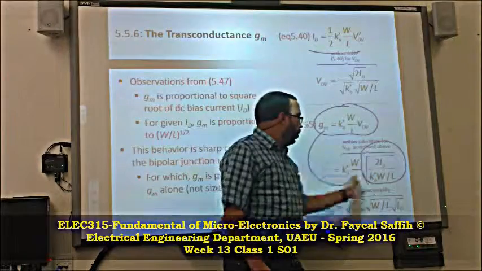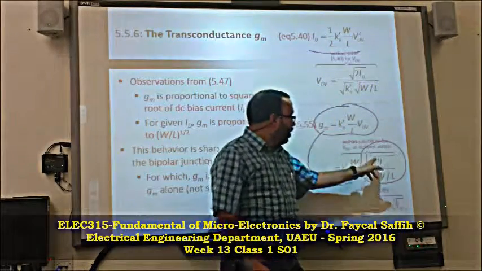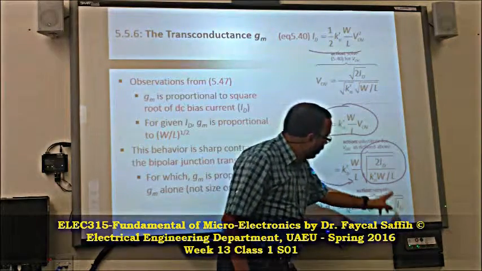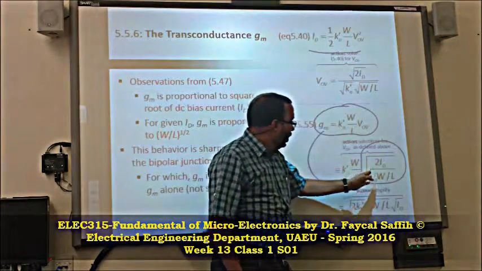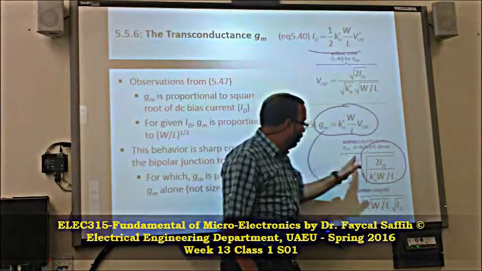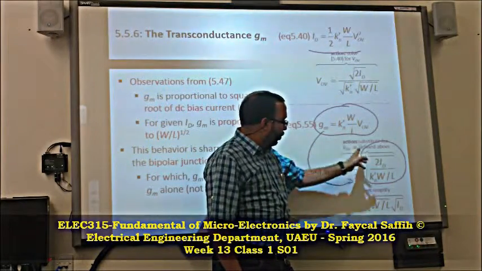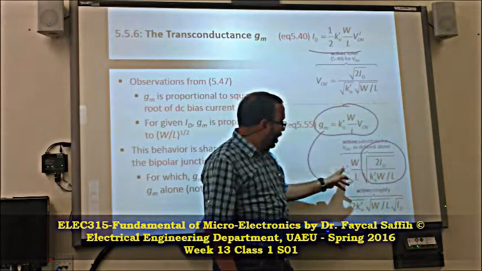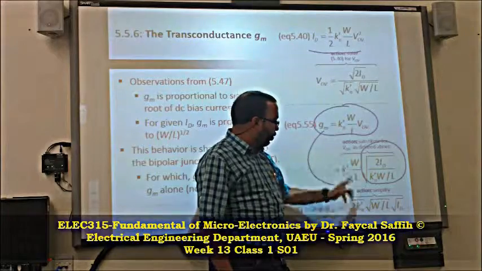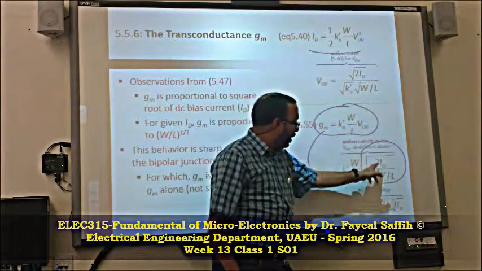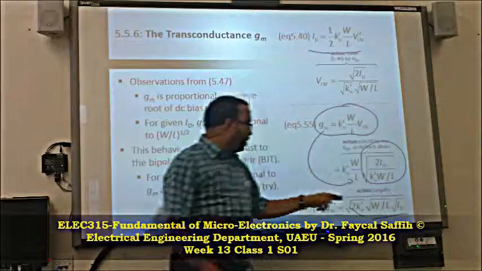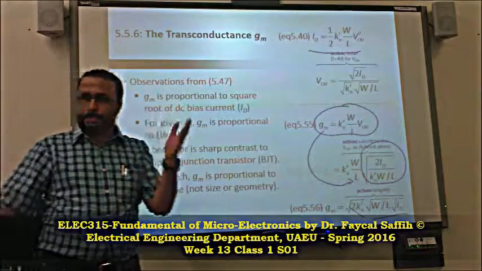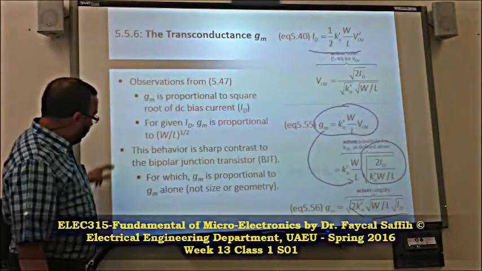When we develop this equation, we get this equation. We have a square root of 2ID, or square root of ID put aside. We have W over L here, so it will be square root of W over L. And we have Kn prime, so it will be square root of 2 Kn prime W over L times ID. So this is another equation. They are all equivalent. We don't need to memorize them really.